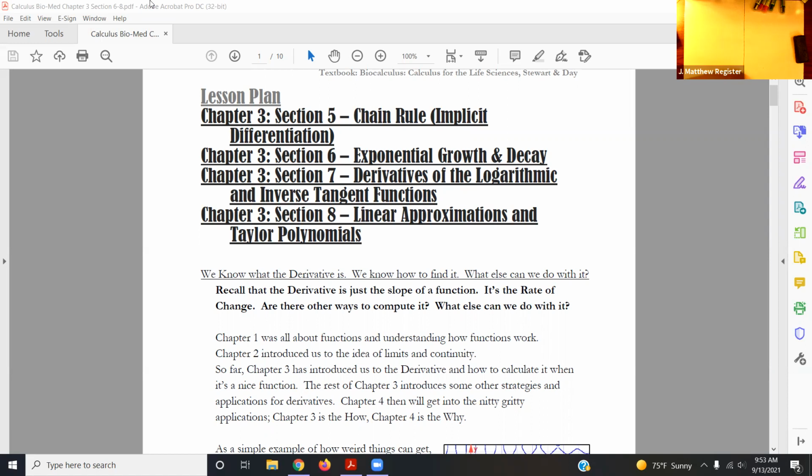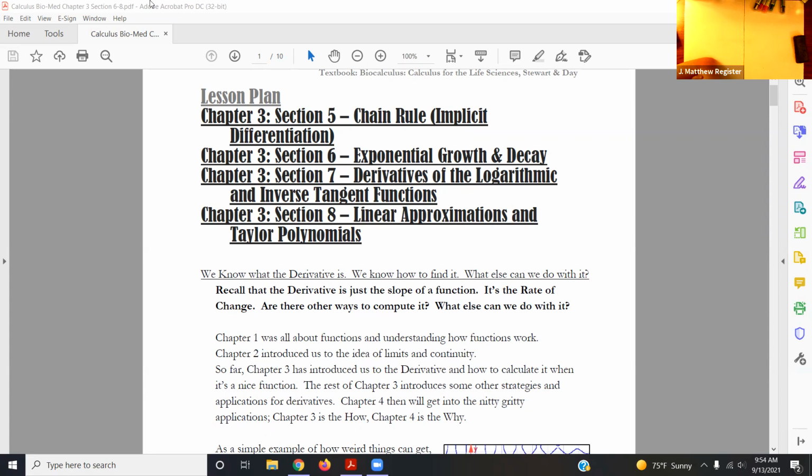Hi there, folks. Today we're going to be going all the way through section 3.8. We're going to be basically covering a hodgepodge of remaining topics related to derivatives. There's a lot of different things we can do with derivatives, and chapter 3 and chapter 4 really focus on the idea of the derivative and all the different applications.